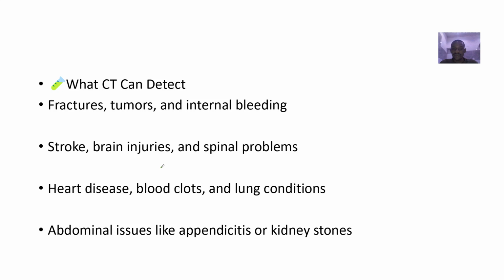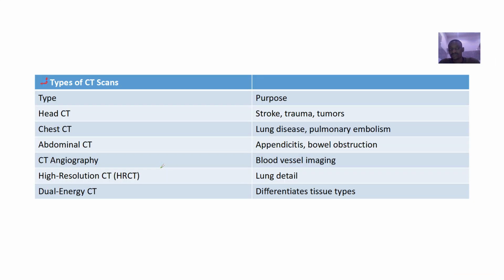So what are the different disease conditions that we can use CT scan to detect? So fractures, tumors, internal bleeding, stroke, brain injuries, spinal problems, heart disease, clots, lung, just name them, right? So appendicitis, kidney stones too.